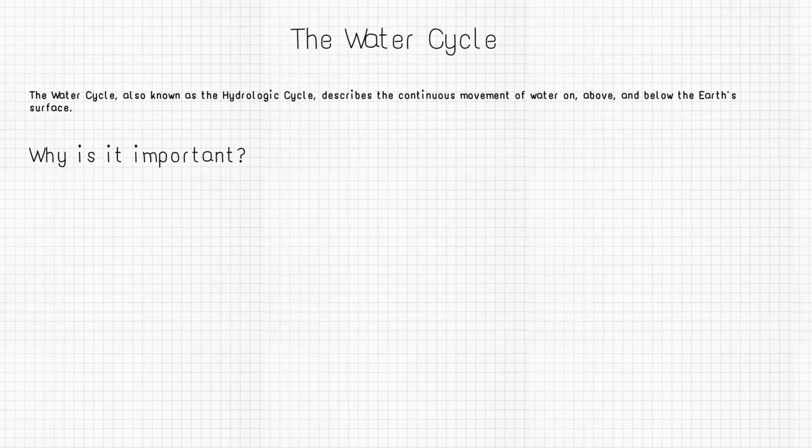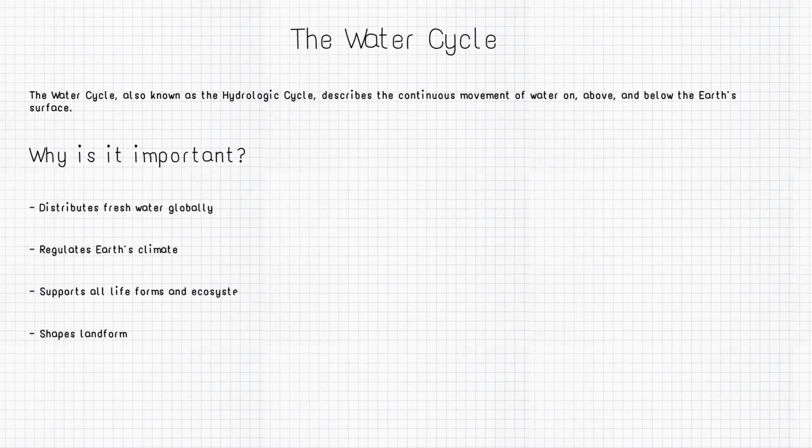Understanding the water cycle is crucial, because it directly impacts our lives and the health of our planet. Let's explore some of its key roles. The water cycle is vital for distributing fresh water across the globe, ensuring that various regions receive the water they need. It plays a significant role in regulating Earth's climate by moving heat around. Crucially, it supports all life forms and ecosystems, providing the water essential for survival. Finally, the cycle also shapes our landforms through processes like erosion and deposition, constantly changing the Earth's surface.